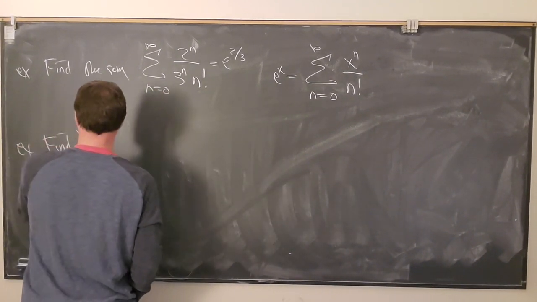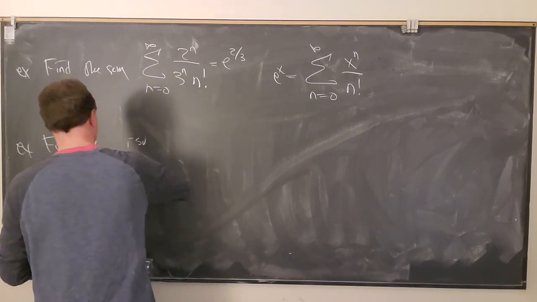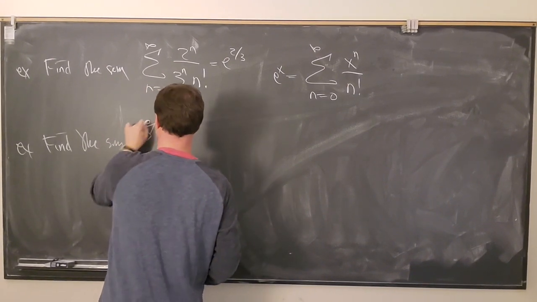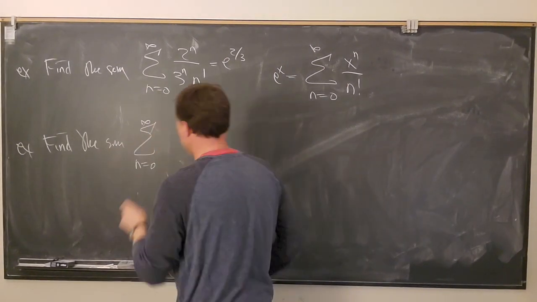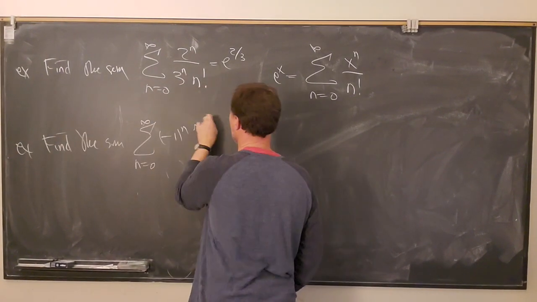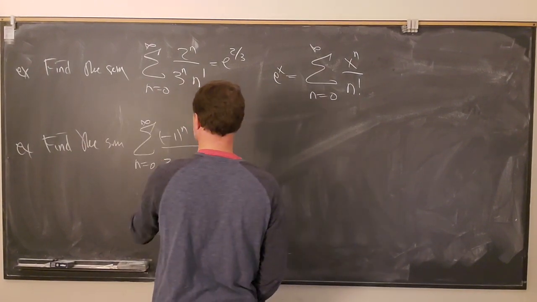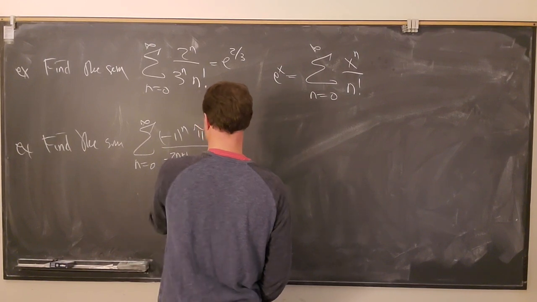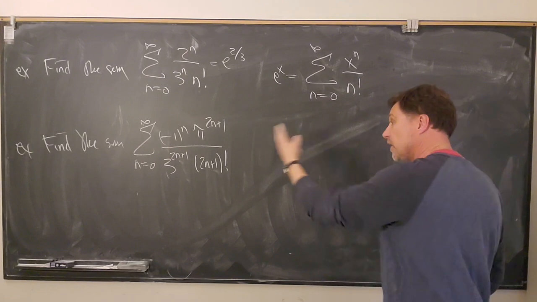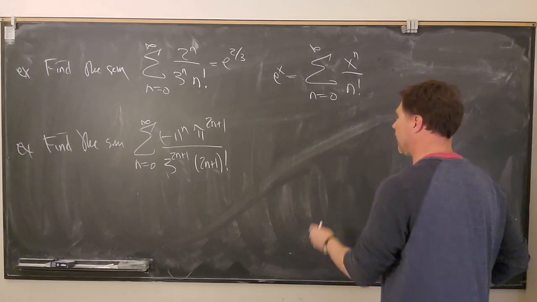So find the sum, and this will be the sum n equals 0 to infinity, minus 1 to the n pi to the 2n plus 1 over 3 to the 2n plus 1, 2n plus 1 factorial. This should remind you of a familiar Maclaurin series where something has been plugged in. In this case, it's sine, right?